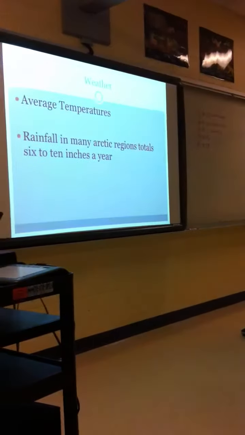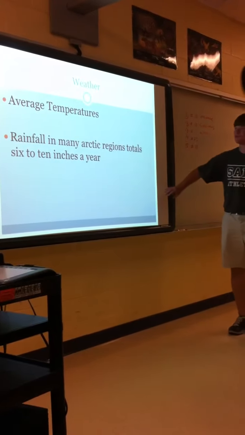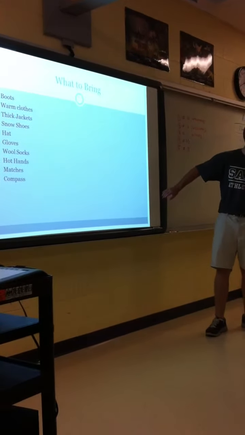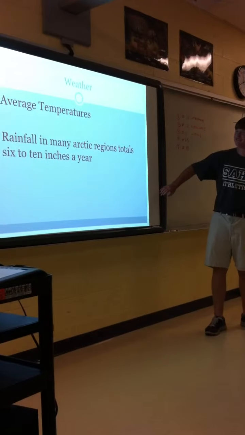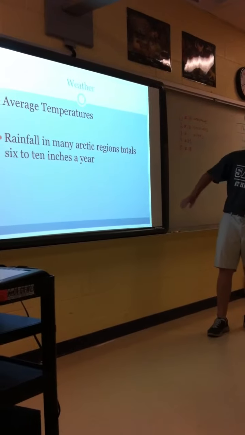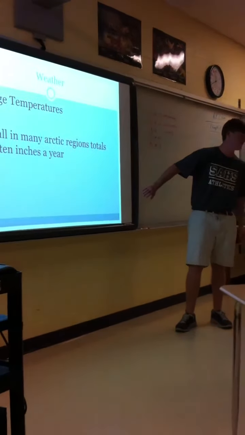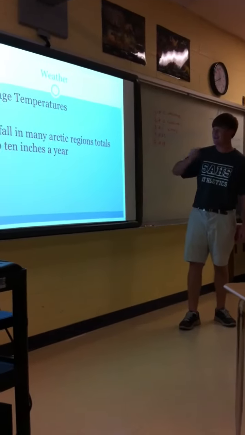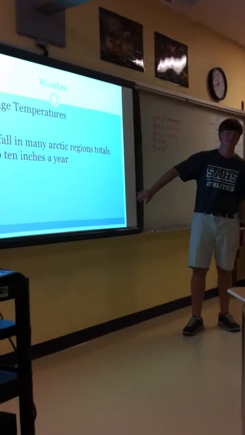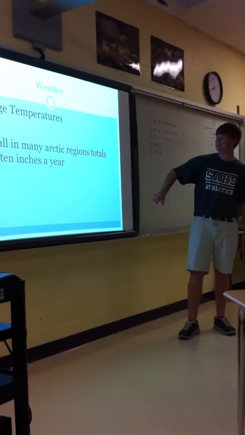Weather, average temperatures. Well, we didn't have that on there. You said that you would remember. It's negative 30 and 45. Is it Celsius? Fahrenheit. It's Fahrenheit, okay. And the rainfall totals 6 to 10 inches a year. That's a problem.